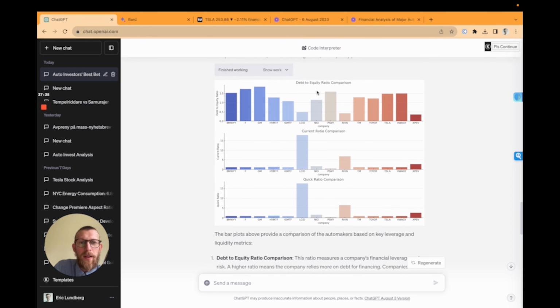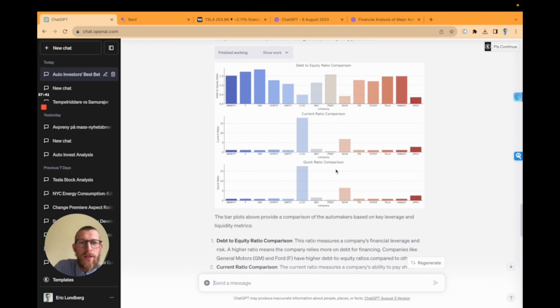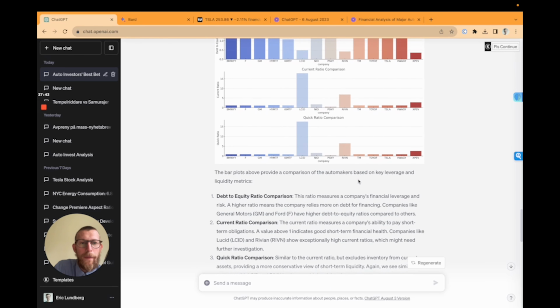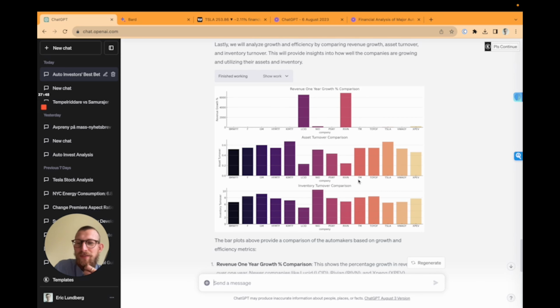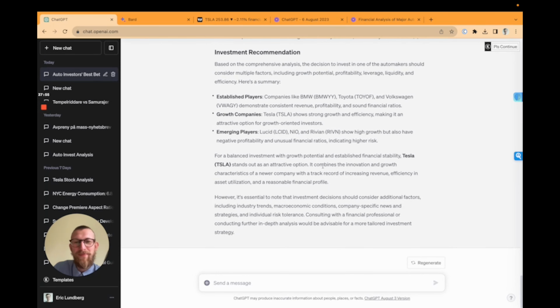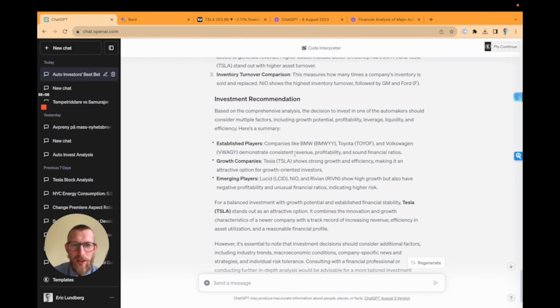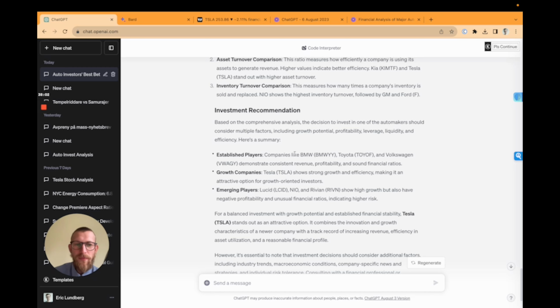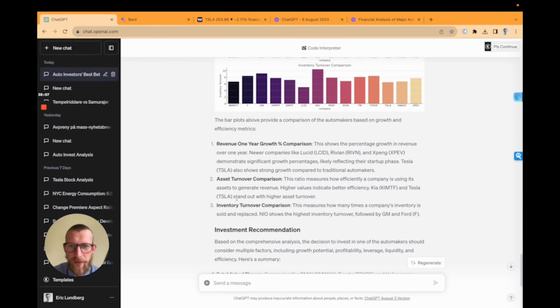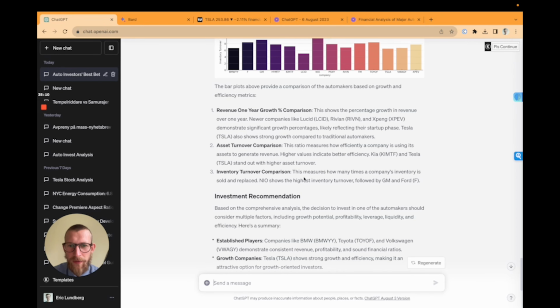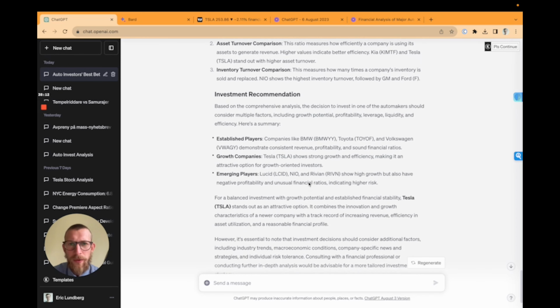Debt to equity ratio comparison, current ratio comparison, and quick ratio. Wow, this is a full financial report. This would have taken such a long time to do all these graphs. All right, so for the final decision, let's see. Revenue growth comparison, asset turnover comparison, inventory turnover comparison.